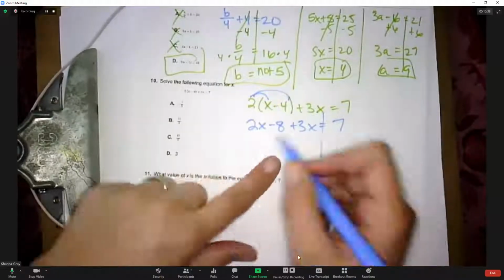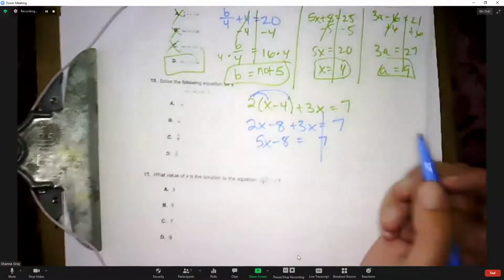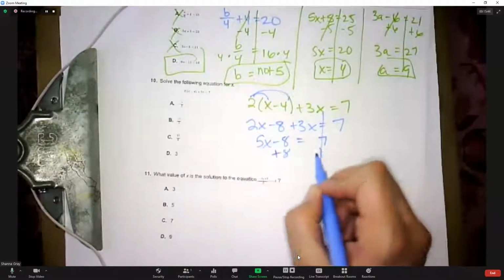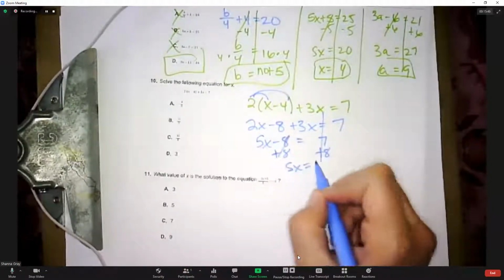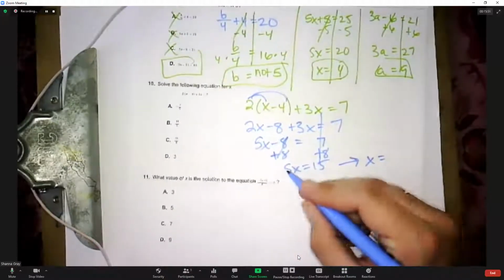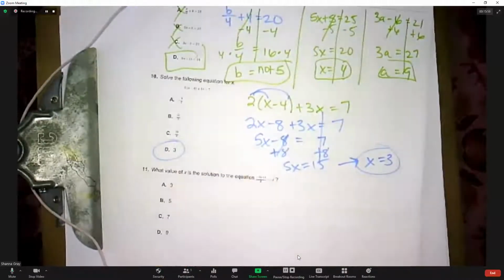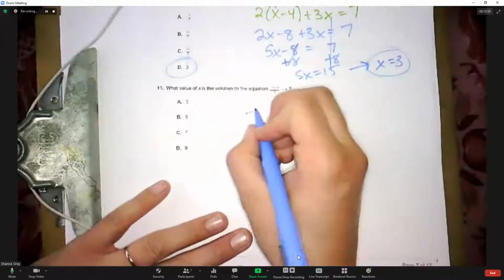So 2x plus 3x, 5x minus 8 equals 7. And then if I add 8 to both sides, 5x equals 15, so I get x equals 3. Same kind of idea here.